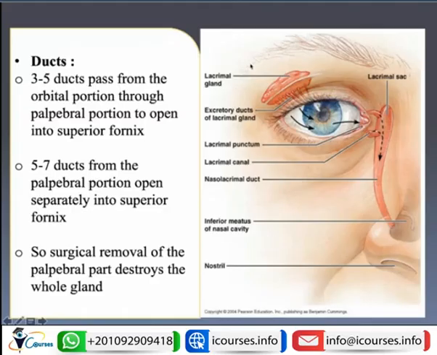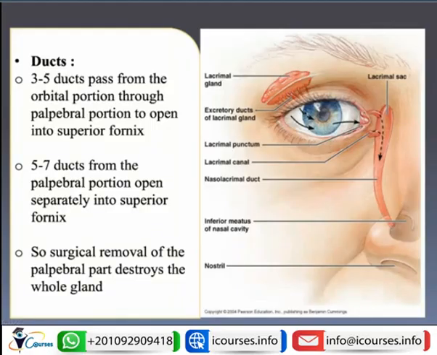So the lacrimal gland opens by ducts from the orbital part into the palpebral part, and the palpebral part will open by ducts into the superior fornix. So we have about 3 to 5 ducts passing from the orbital part to the palpebral part, and we have a greater number of ducts passing from the palpebral part to open into the superior conjunctiva.